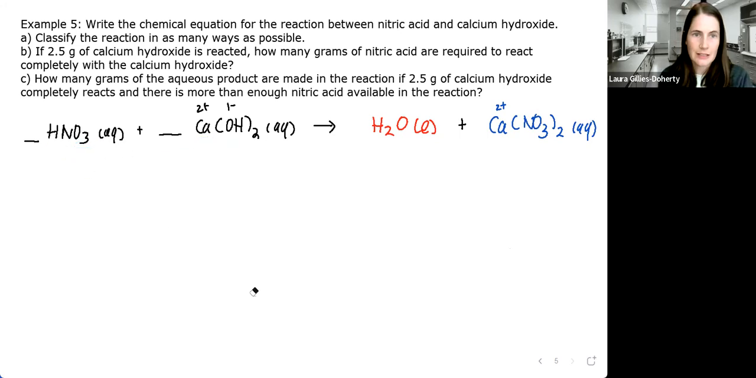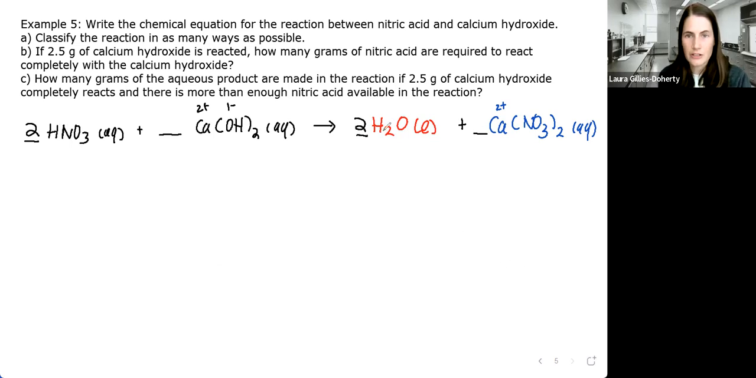Now we need to balance it. So I've got 1 calcium on both sides, so I'm going to try to leave the calciums alone. I've got 2 nitrates on the product side, so I'm going to start by putting a 2 here in front of my nitric acid. So now my calciums and my nitrates are balanced. Let's check my hydrogens and my oxygens. So I've got 2 hydrogens in nitric acid plus 2 hydrogens from this OH2. So I've got 4 hydrogens on the reactant side, and I only have 2 on the product side. So I need to add a 2 here as well.